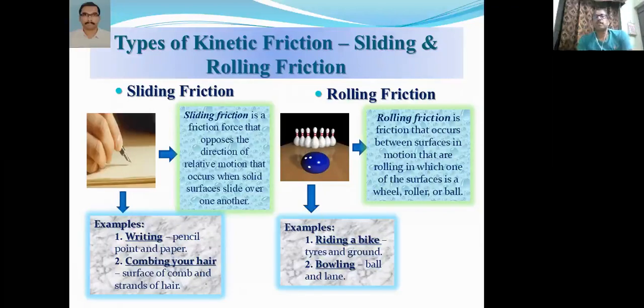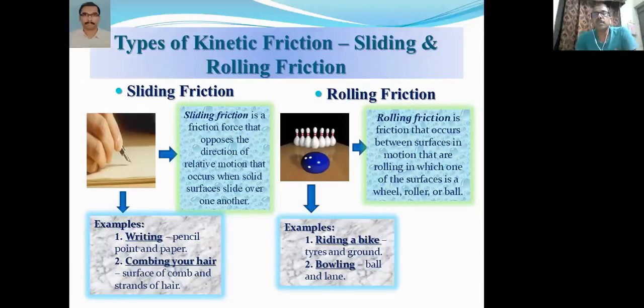Another type of friction, rolling friction, is the friction that occurs between surfaces in motion that are rolling, in which one of the surfaces is a wheel, a roller, or a ball, that is a spherical surface.